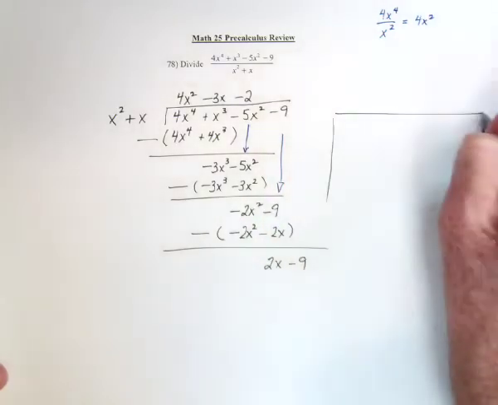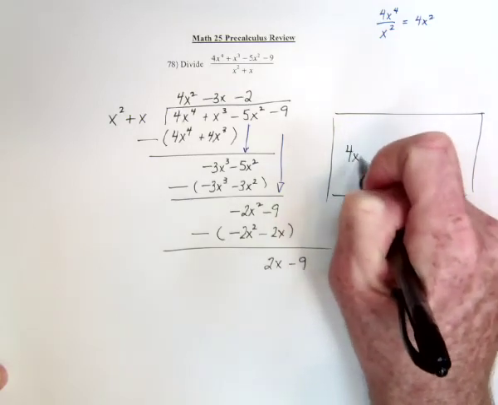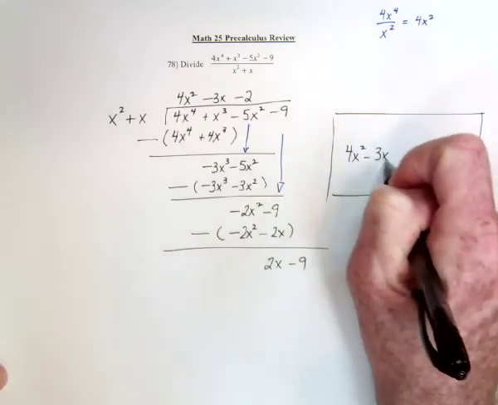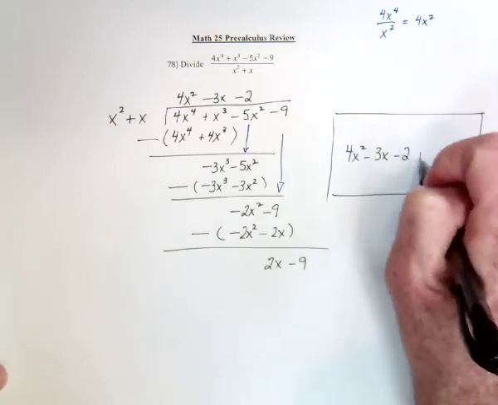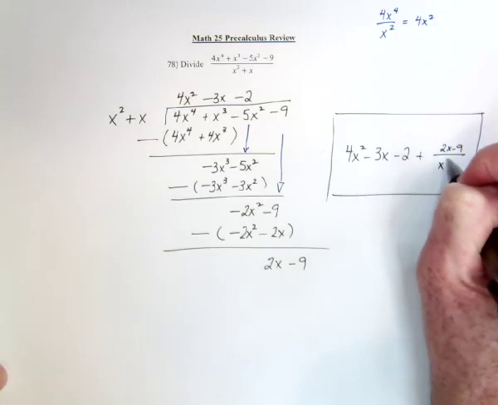So actually the answer should be written like this. It divided into it this many times, 4x squared minus 3x minus 2, and then plus 2x minus 9 over x squared plus x.